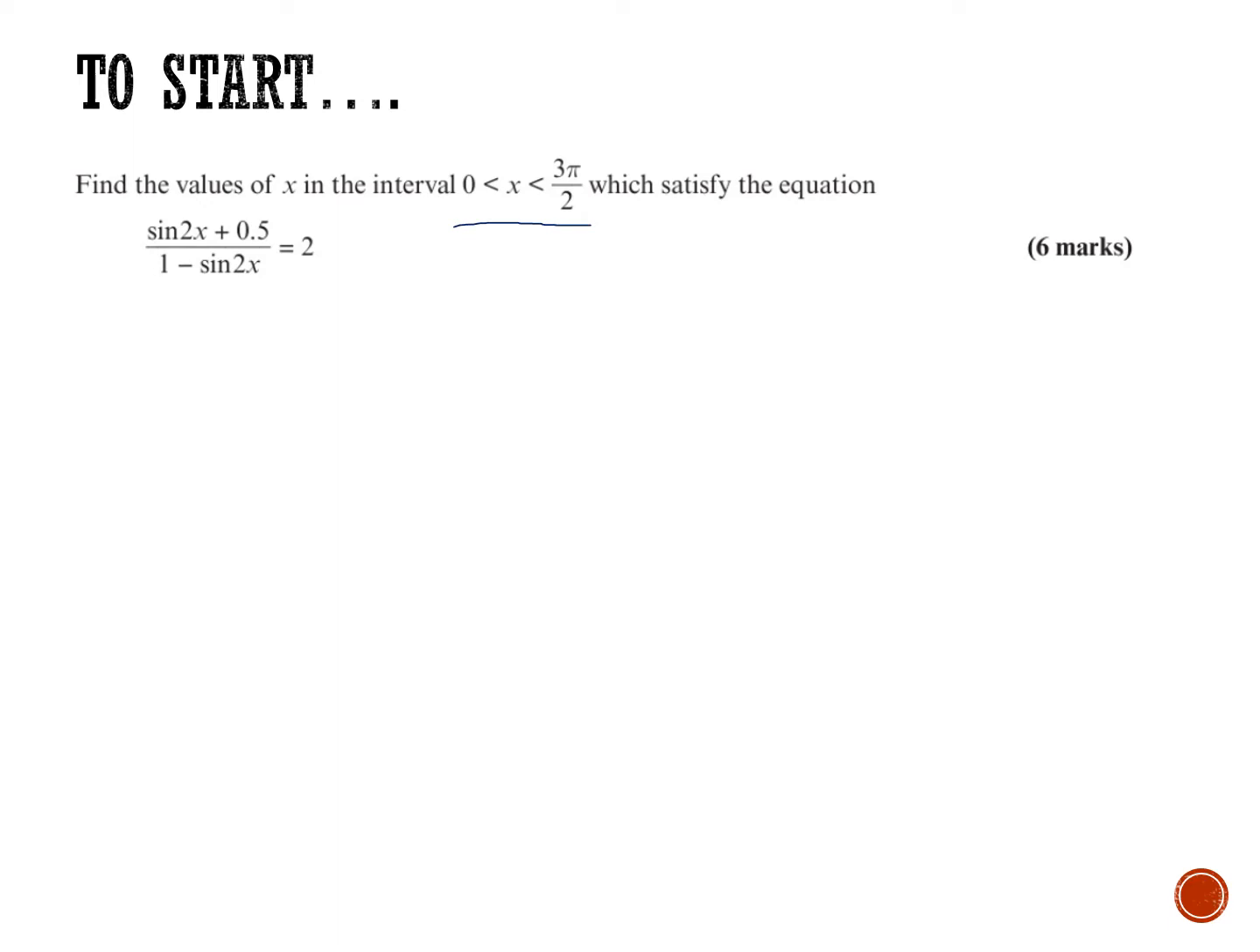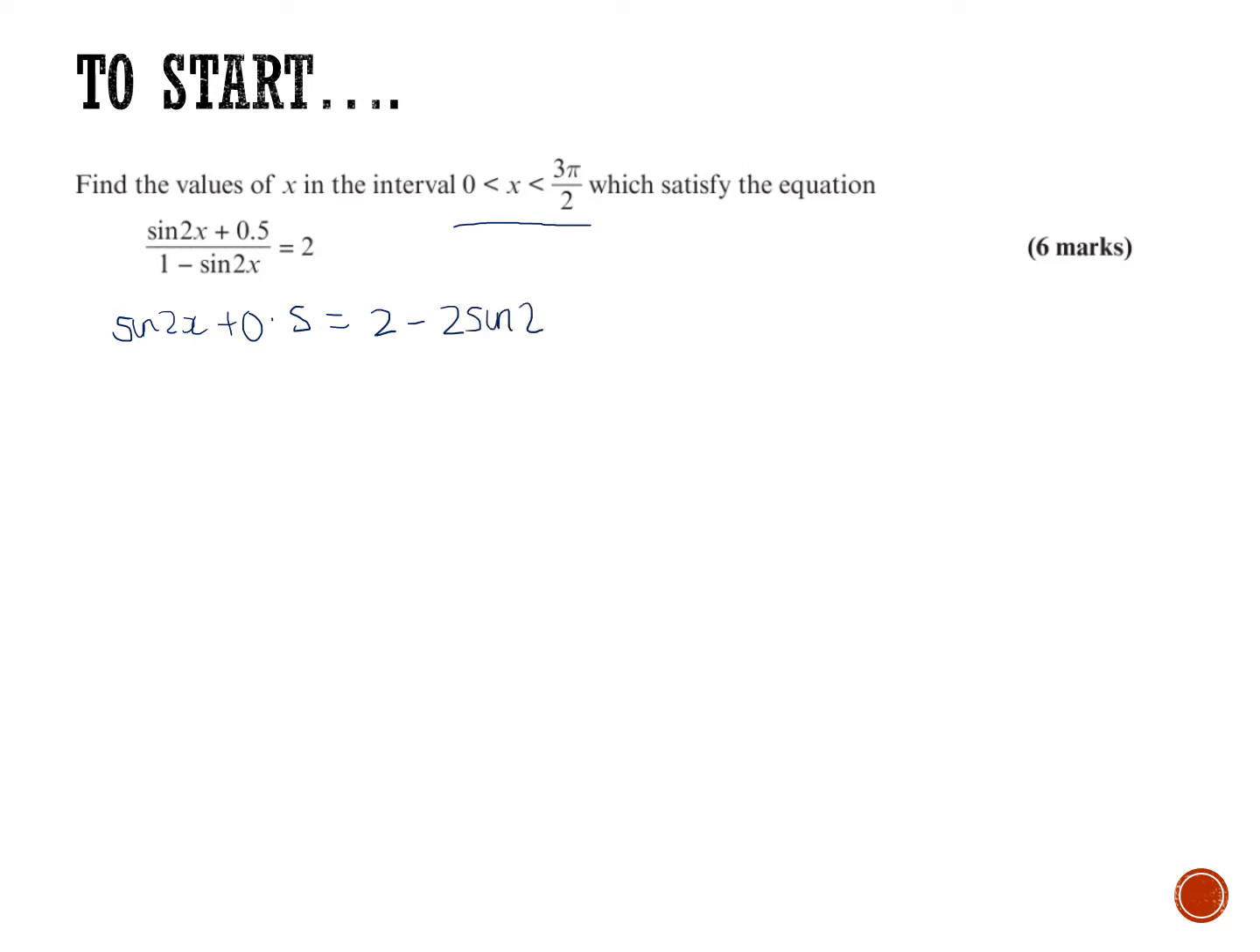Now, the key is really with solving trig equations, you can get such a wide variety of them. So you've got to be able to look at it and think, well, what am I going to do with that? Now, the two trig parts of it are both sine 2x. So hopefully you're thinking, okay, I need to gather together the sine 2x's. So what I'm going to do first then, hopefully this is what you thought to do, is to multiply through by the denominator.